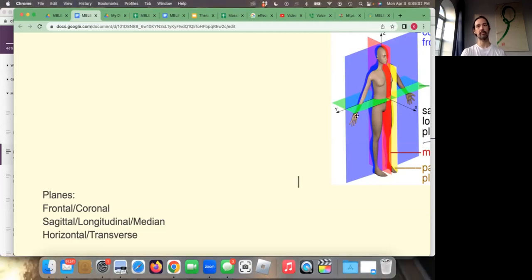However, the purpose of the plane is in its movement. Planes are defined by their movement. So the frontal plane really is defined by abduction and adduction, side flexion, lateral flexion.